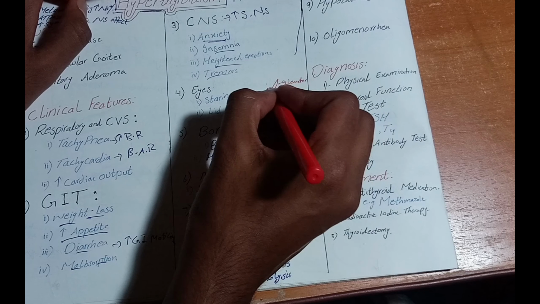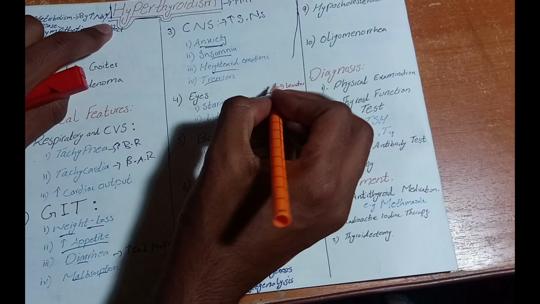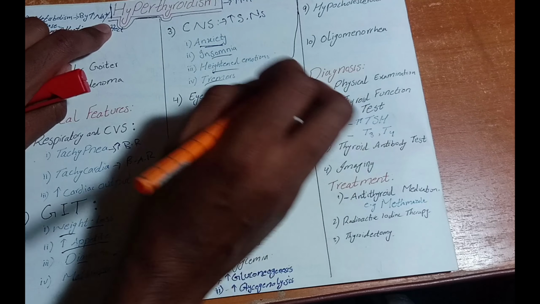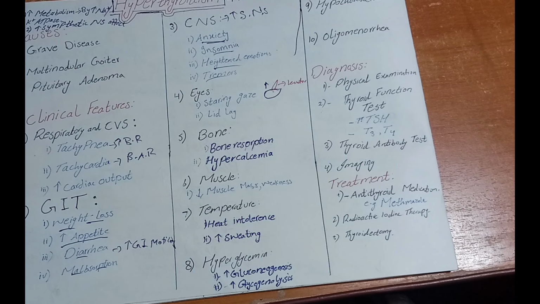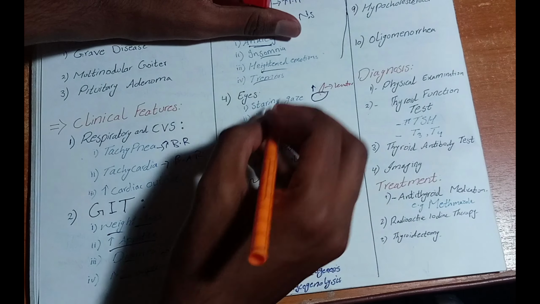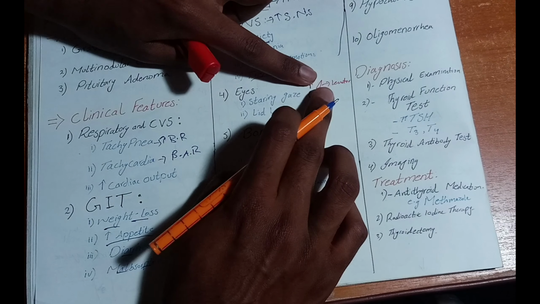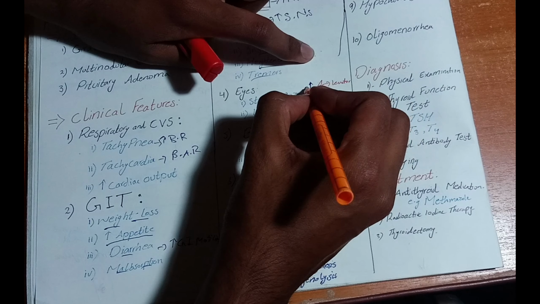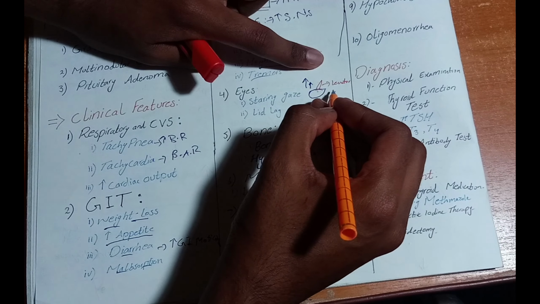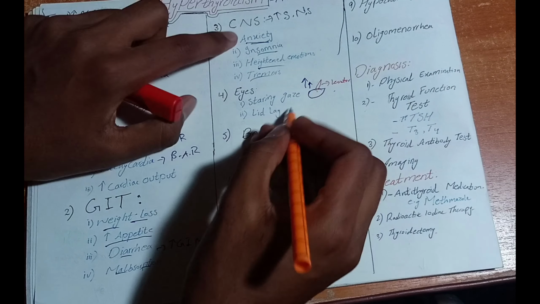On the upper eyelid, a muscle is present which we call the levator muscle. This muscle's function is to uplift the upper eyelid. This muscle is innervated by the sympathetic nervous system. When the sympathetic nervous system effect increases, its effect on the upper eyelid will increase, and it increases the uplifting of the upper eyelid, which will lead to lid lag.